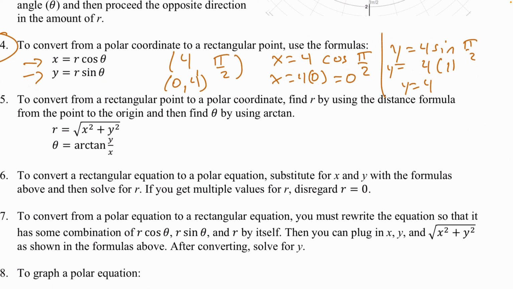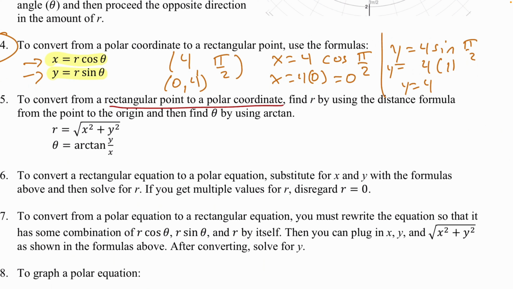So you're going to use these equations to go from polar to rectangular. Now going backwards from rectangular to polar is a little more complicated. We need to take our x and our y and turn it into an r and a theta.